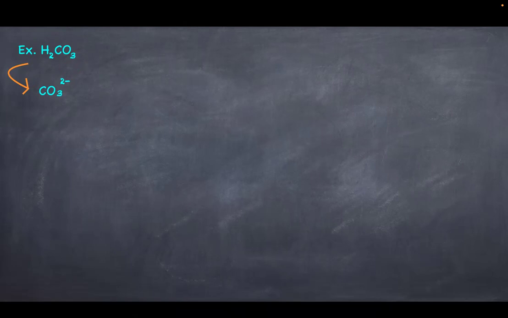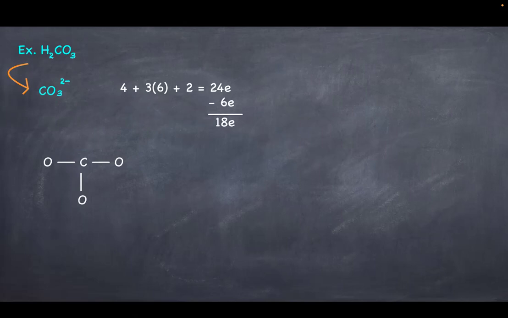Now we just draw the normal structure for CO3 2 minus. We count all the valence electrons. Carbon is in group 4, so it has 4 valence electrons. Oxygen is group 6, so it has 6 times 3 because we have 3 of them. Plus the overall charge is -2, so we add 2 additional electrons. In total, we have 24 electrons. Then we make 3 single bonds attached to the central atom, and subtract the 6 electrons used in the drawing so far. So we're left with 18 electrons.